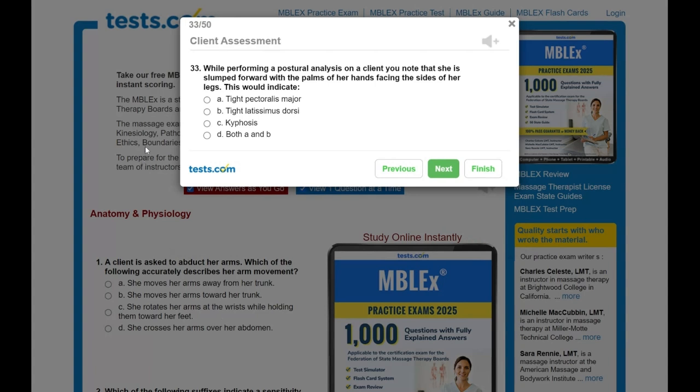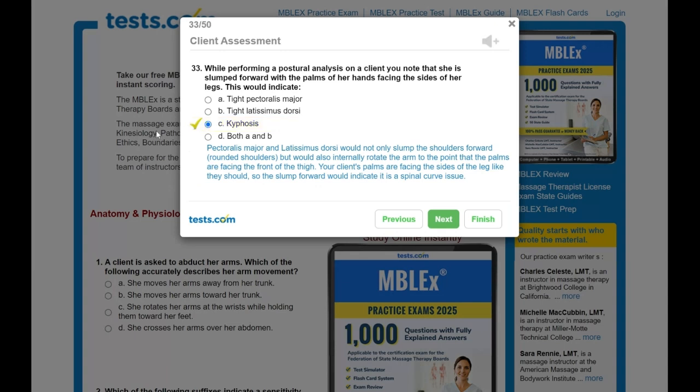Question 33. While performing a postural analysis on a client, you note that she is slumped forward with the palms of her hands facing the sides of her legs. This would indicate A. Tight pectoralis major, B. Tight latissimus dorsi, C. Kyphosis, D. Both A and B.